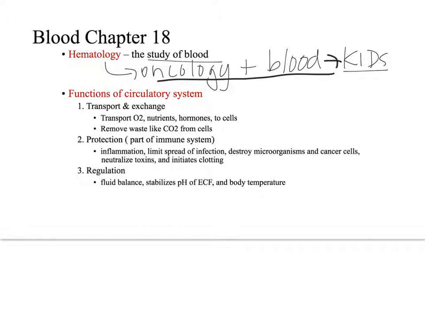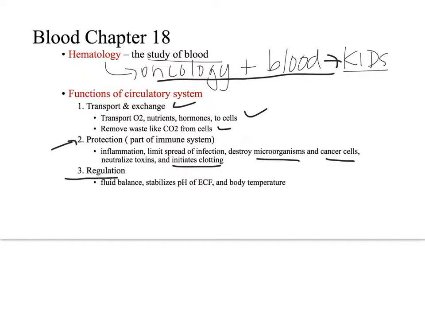So one makes sense, right? Transport and exchange. So we transport oxygen, nutrients, and hormones to the cells, and then we take waste away from the cells. Protection. So protection would be immune system. So white blood cells are responsible for inflammation. They're going to help prevent infection from spreading. They'll destroy microorganisms or cells that aren't self. They neutralize toxins, and they also will keep us from bleeding to death. Okay, so they initiate blood clotting.